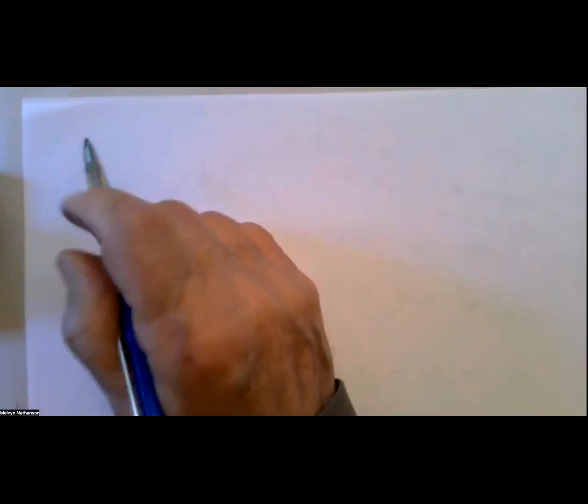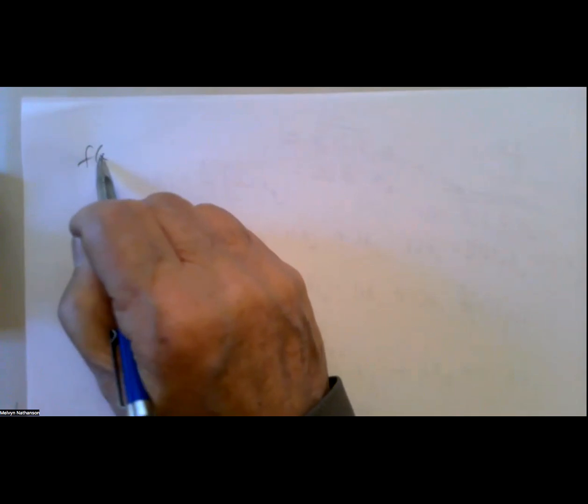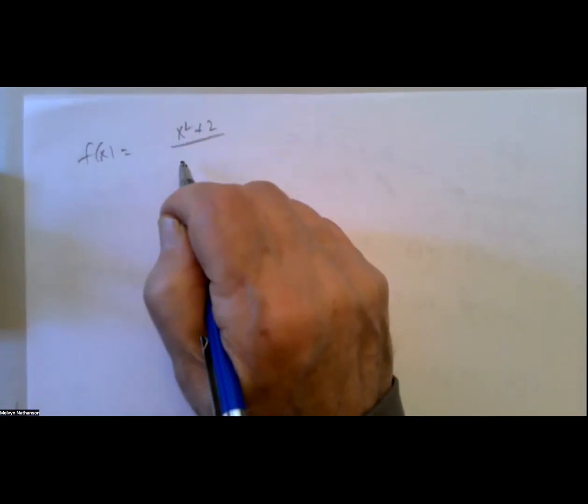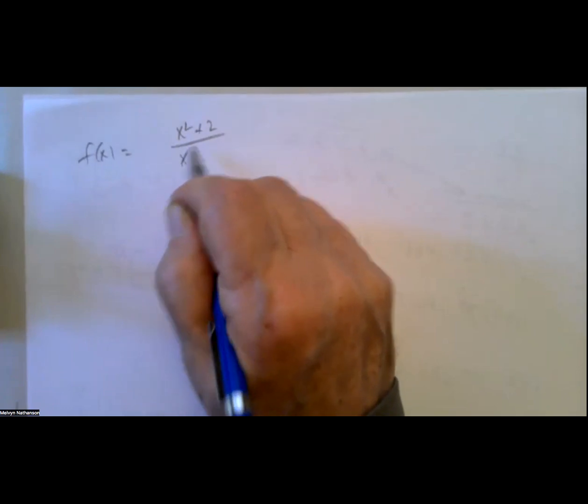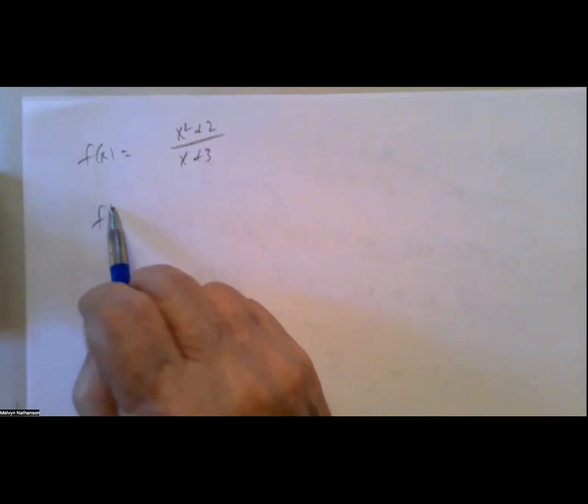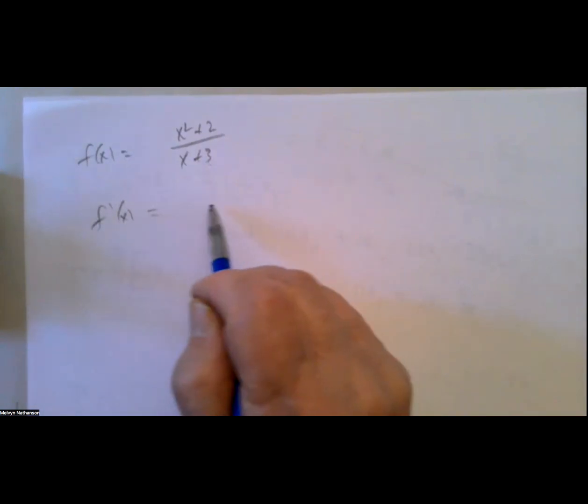All right, let's try one more problem. Suppose we have a quotient. Suppose f of x is x squared plus 2 over x plus 3. What is f prime of x?